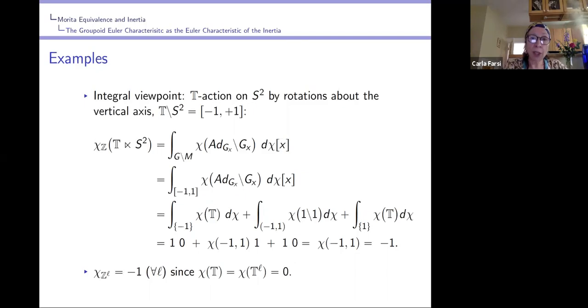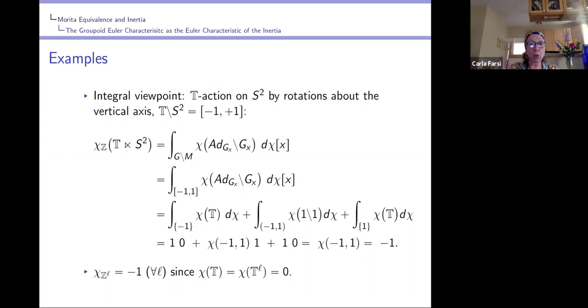So we are integrating over -1, 1 of chi of G of x over a G of x. So G of x is the stabilizer. There are two different cases: the stabilizer is the whole of S1, or the stabilizer is just trivial. So the integral is split in three parts. The first and the last are the integrals where the stabilizer is the whole torus at the north and south poles. And the middle one is the integral over the region where the stabilizer is just the trivial group 1. And so you have 1 over 1.